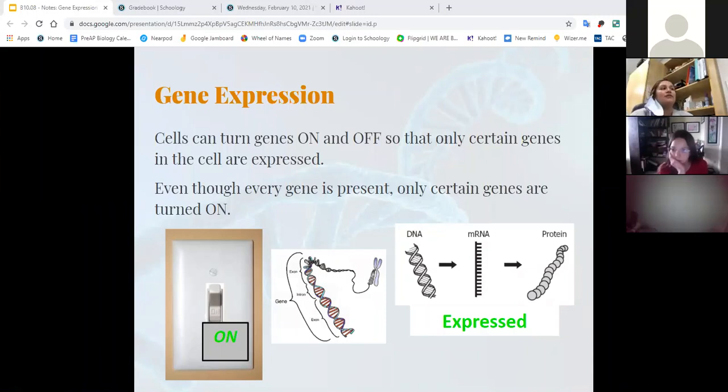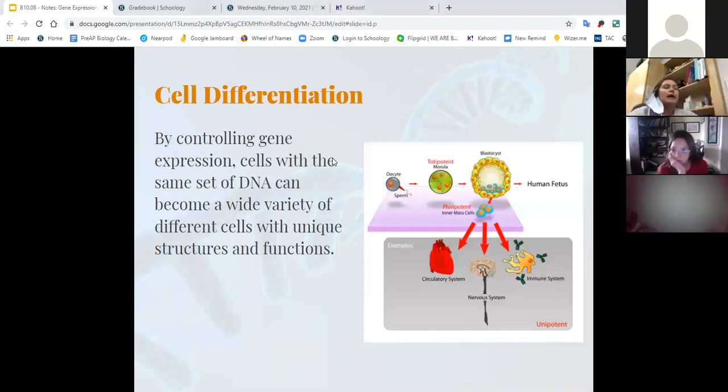So even though every gene is present, only certain genes are turned on. The rest just lie dormant inside that cell. We don't need them. They're there, but we don't need them for that location of the body. By controlling gene expression, cells with the same set of DNA become a wide variety of different cells, each with its own unique function.